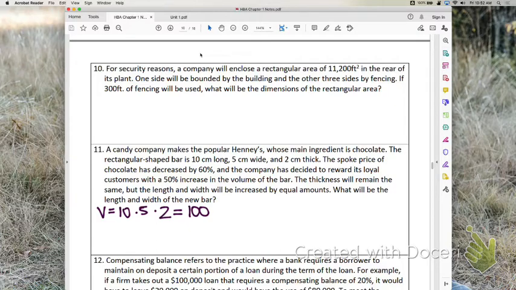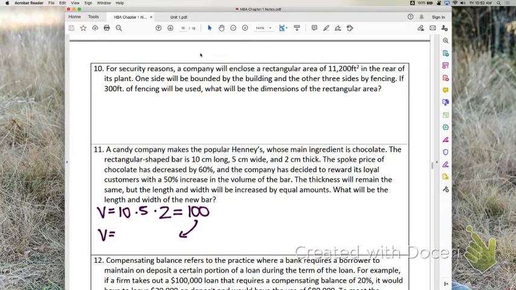All right, because of chocolate decreasing in price by 60%, the company's decided to reward its loyal customers with a 50% increase in the volume of the bar. So instead of being a 100 volume bar, what would be a 50% increase on that?